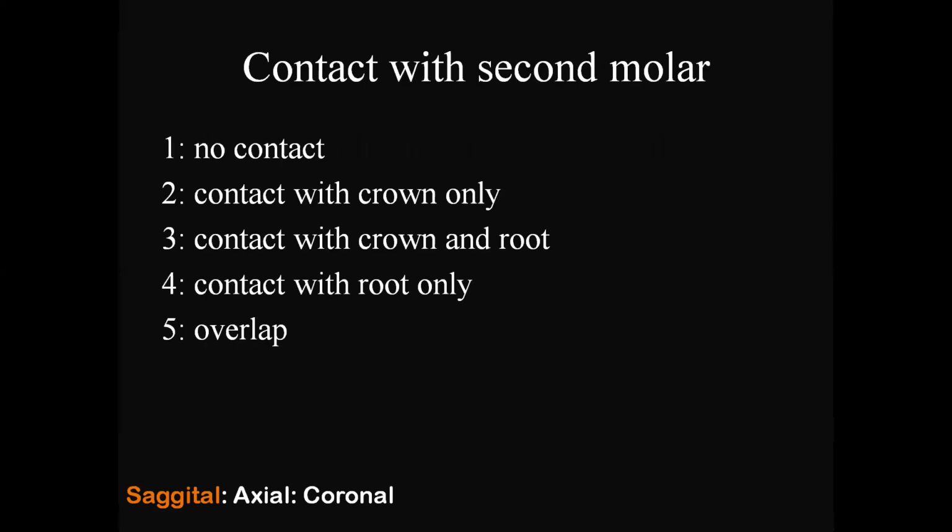Contact with the second molar. We all know the point at which we need to put our elevator is at the crestal region of the alveolar bone between the second and the third molar. So we need to understand the relation between the second and the third molar, whether there is no contact, whether there is contact with the crown, contact with the root, or whether they are overlapping, because all this will be important.